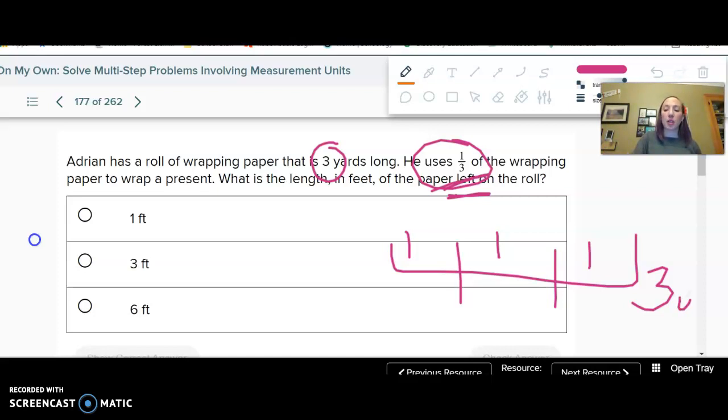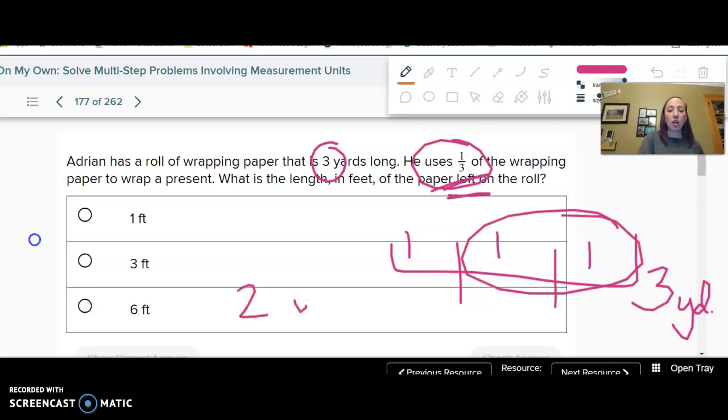Remember, we're in yards right now. So if he uses 1/3, he has 2/3 left. So he has 2 yards left, but it asks us what is the length in feet. So now we need to go from 2 yards to a certain, figure out how many feet that is. Well, again, if you flip back to your first page, 1 yard is 3 feet.